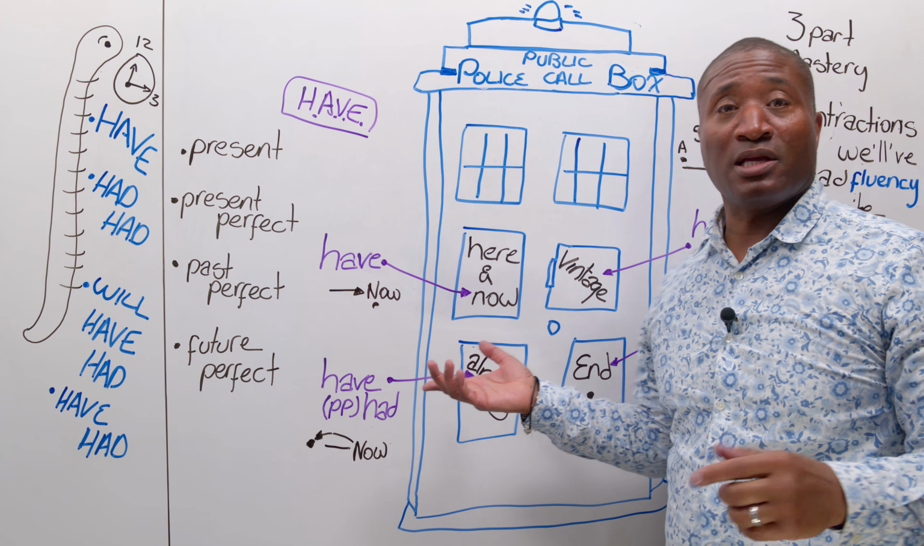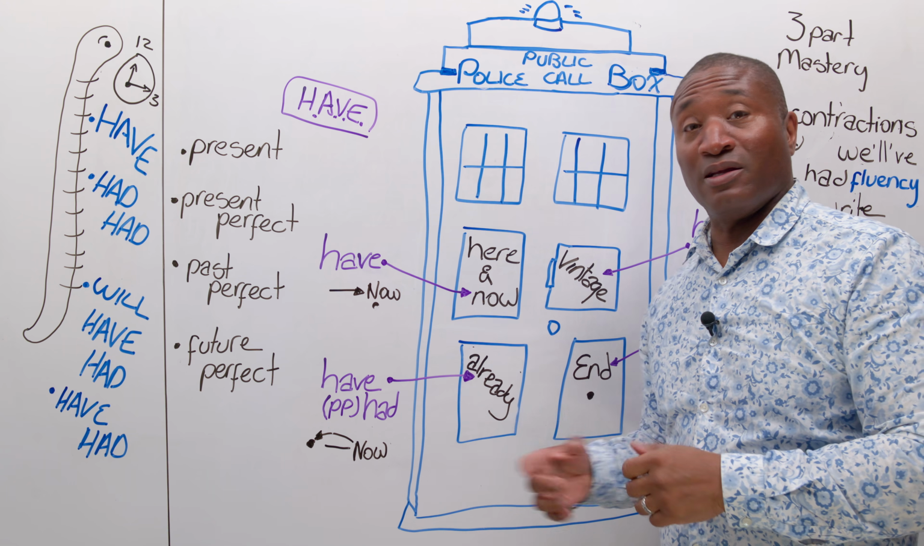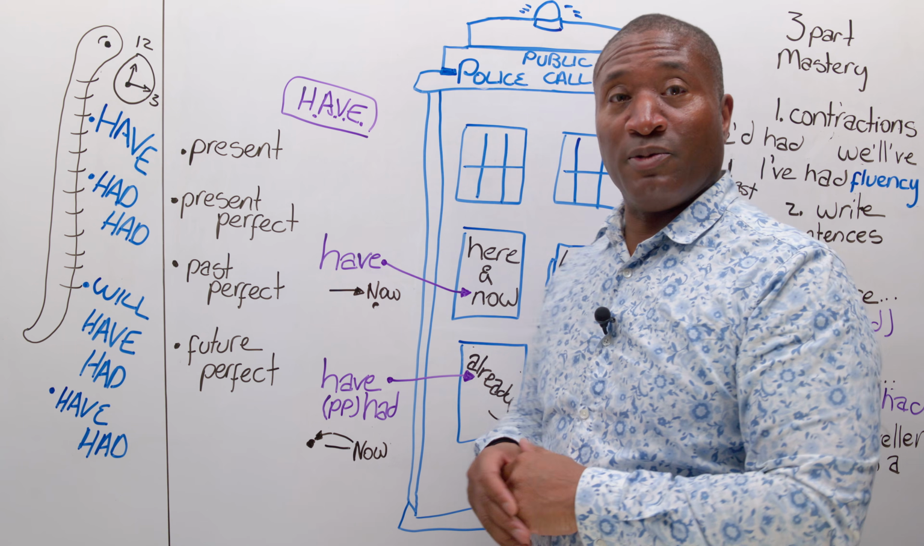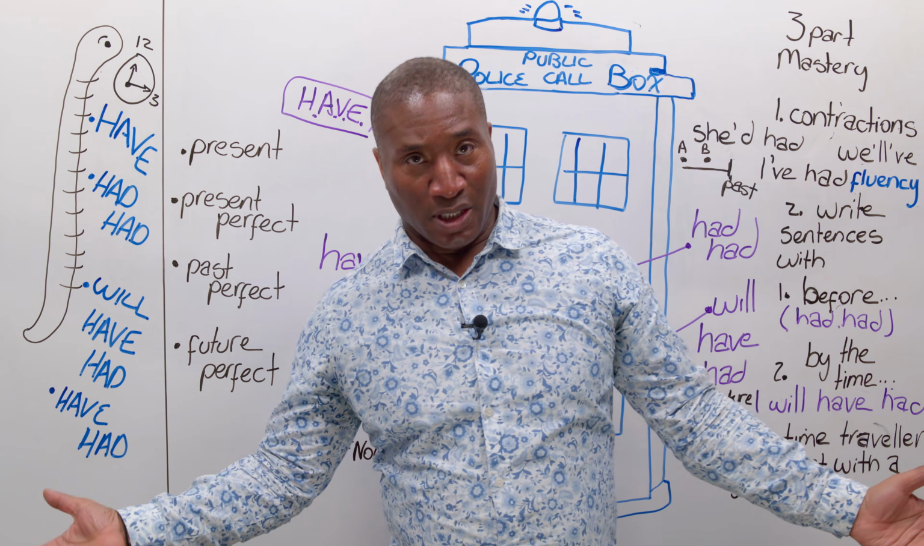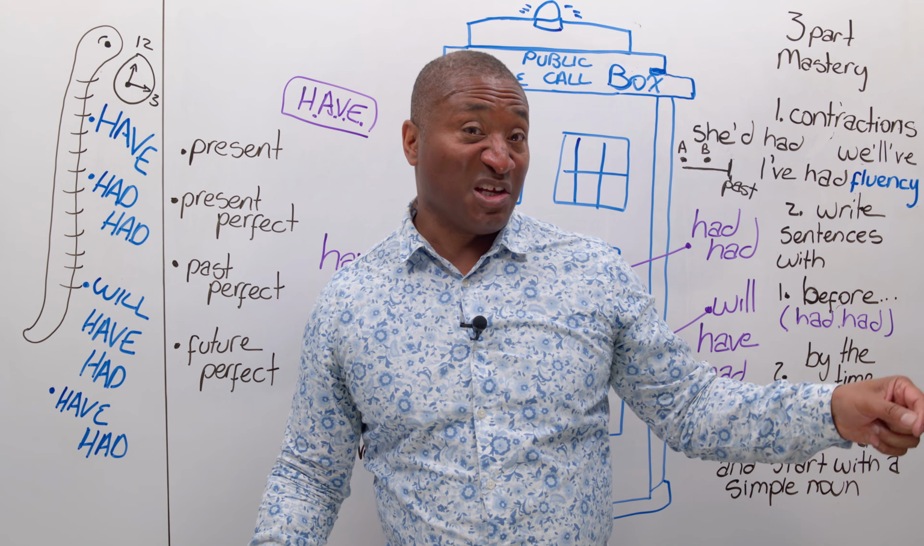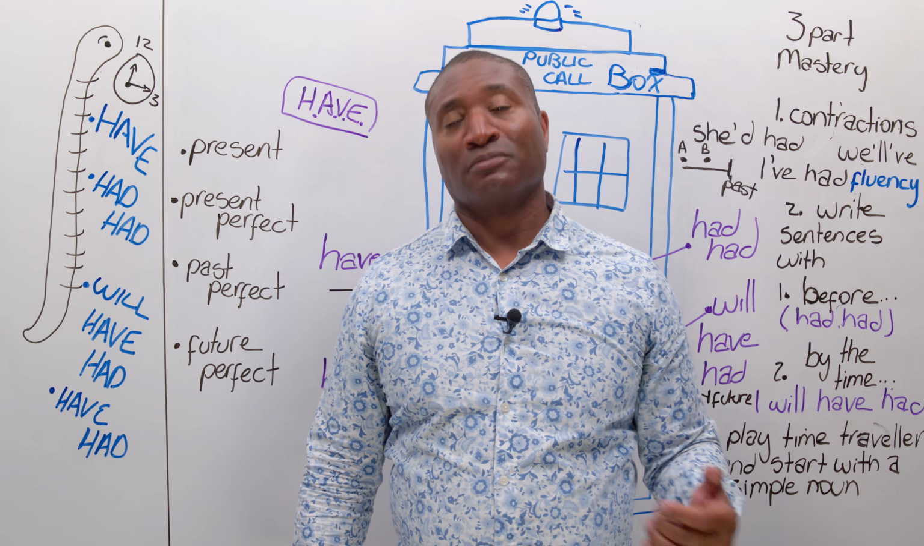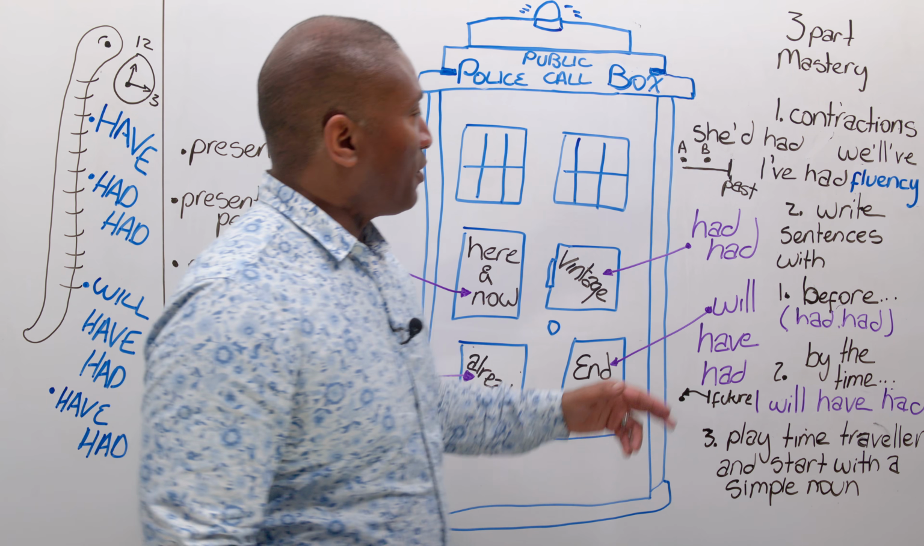So I have a pen. That's easy enough. That's an example for that. That's here and now. What about have had? I have had sushi before. Do you see me eating? No, I'm not eating. But before, maybe 5 minutes, maybe 5 years, you don't know, but you know what happened before now. Okay? What about this one?